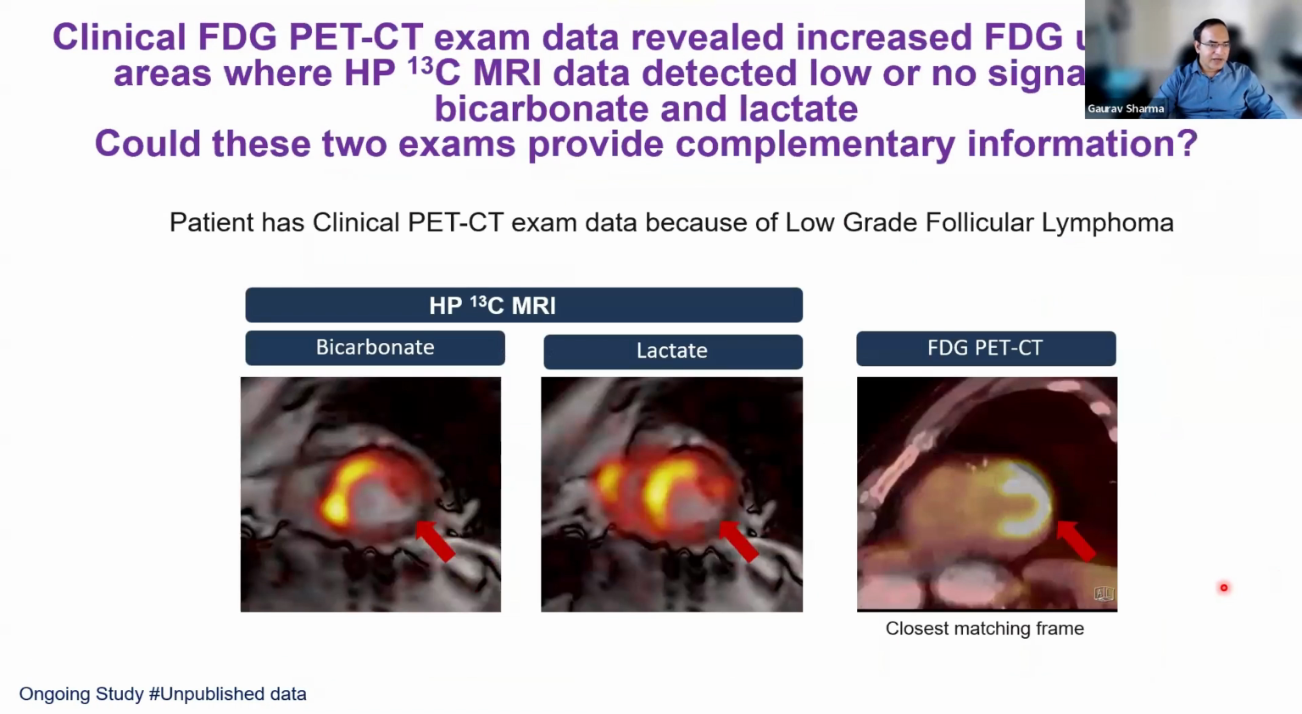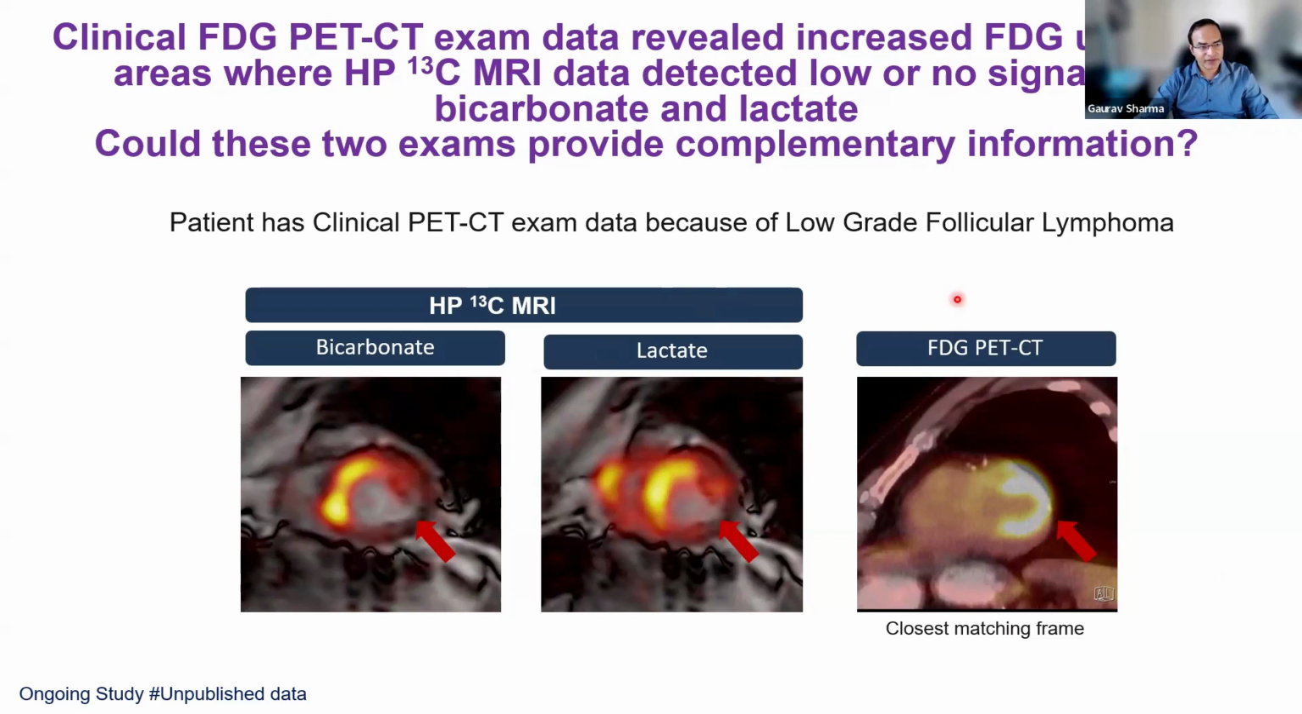One of the interesting findings is that the same patient also has data from the FDG PET CT because the patient has low-grade follicular lymphoma. And we see that, compared to the bicarbonate and the lactate in the similar matching frame, the FDG uptake is slightly more in exactly the same region where it is showing the metabolic defect.